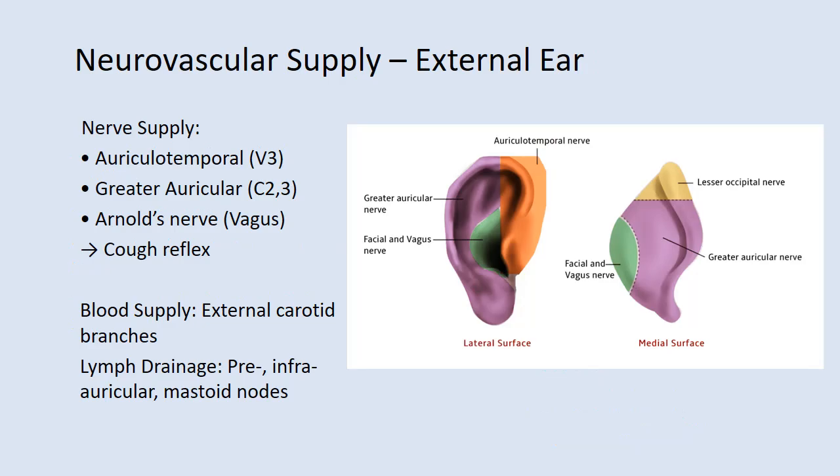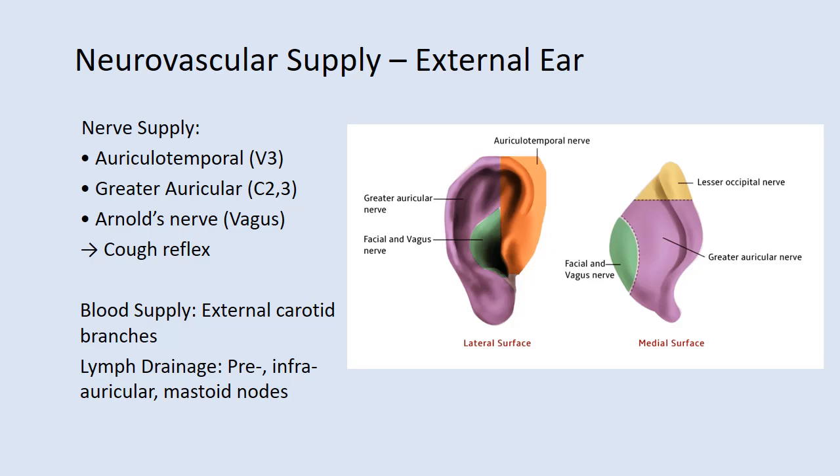Let's quickly cover the neurovasculature of the external ear. The nerve supply is fascinatingly complex, coming from multiple cranial and cervical nerves. We have the auriculotemporal nerve, which is the branch of trigeminal, the greater auricular, which comes from cervical 2 and 3, and a small branch from the facial nerve. Most importantly, a branch of the vagus nerve called Arnold's nerve supplies part of the canal. This explains why some people cough when you clean their ears.